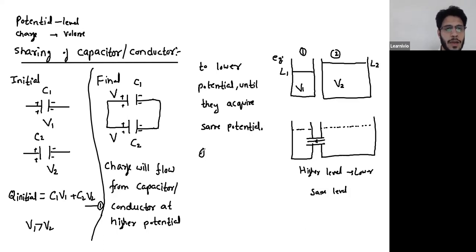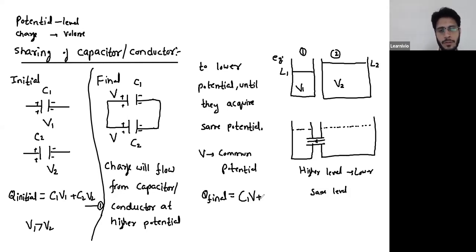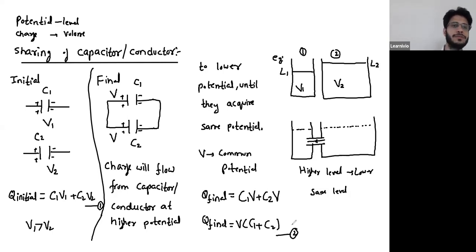And this V is the common potential. The same potential is V. So, how much is the final charge here? What is Q final now? C1V plus C2V. Can I take this V as common? You take this V common. This is C1 plus C2 times V. Okay, note it down.